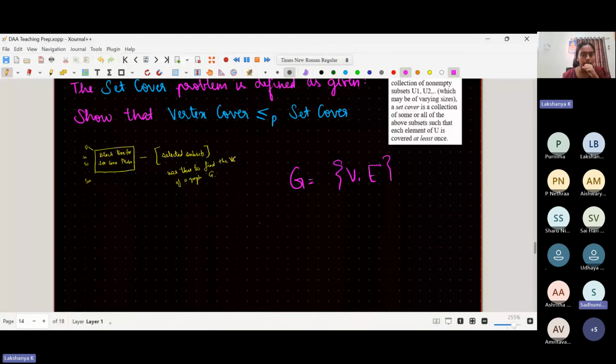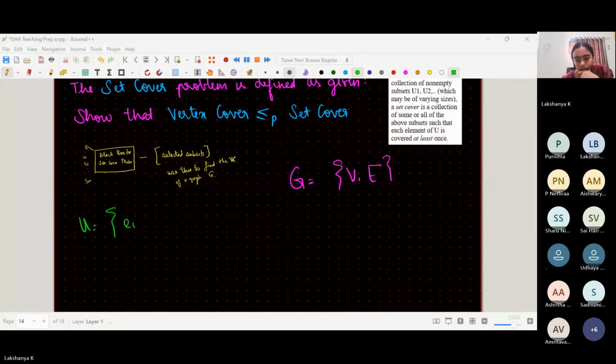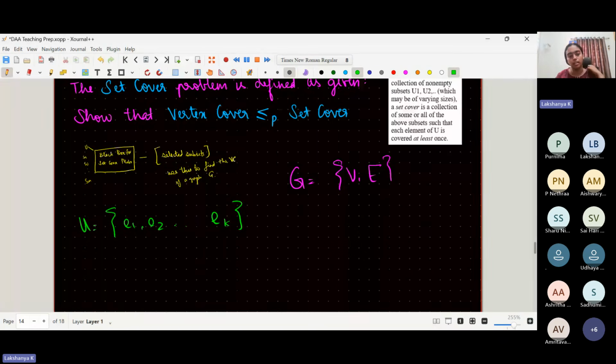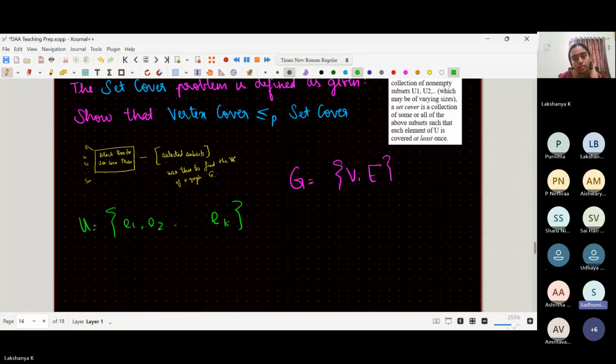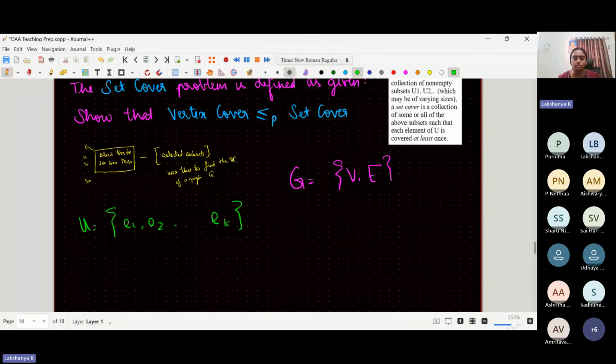I think the universe should contain all the edges. Very good. Exactly. The universe is going to be E1, E2 up to EK. Let's say you have K edges totally in your graph. The universe is going to be all the edges. Why? Can you tell me? Because they must include, it's going to give us a result that will include every edge. Exactly. In vertex cover, for every edge, you need to have at least one endpoint, right? So your universe is going to be edges. Exactly. That's the thinking we are looking for.